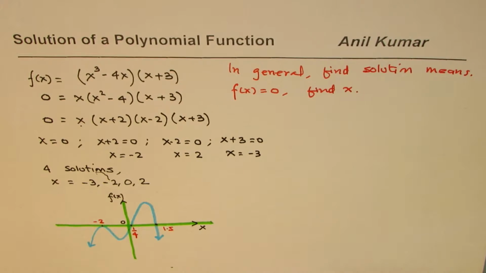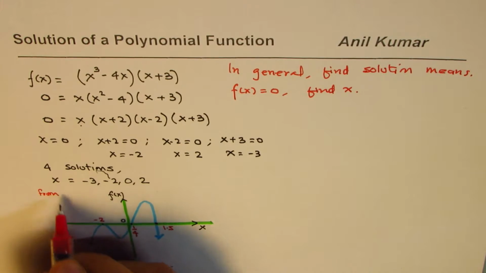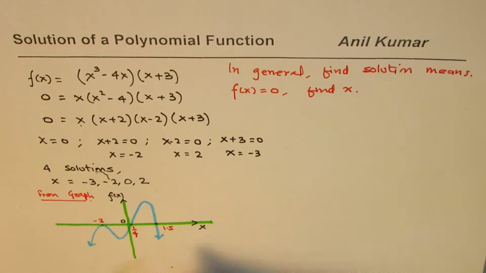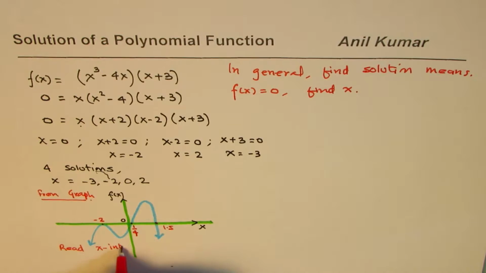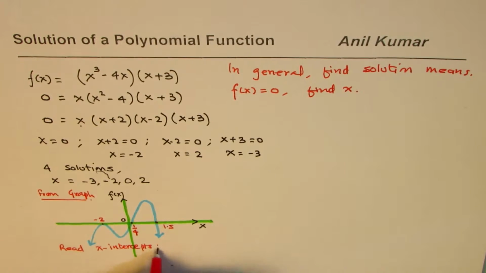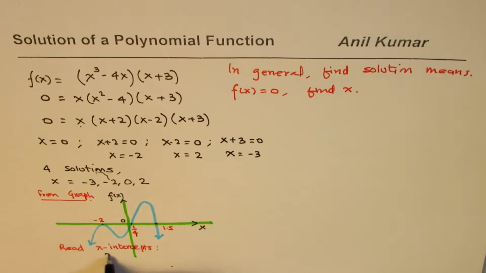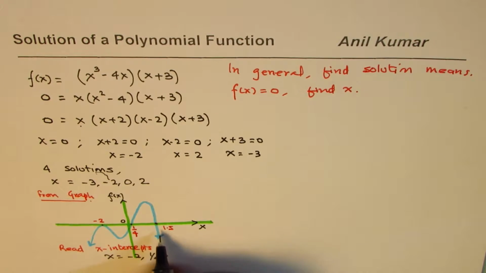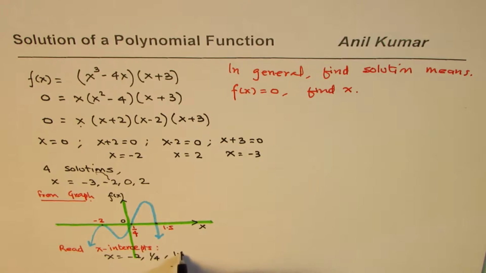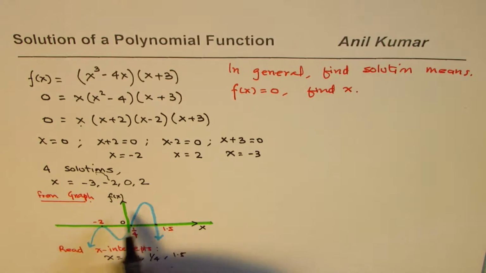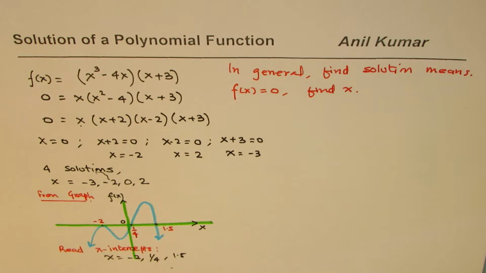Now from the graph, if you have to read the solution, you're looking for x-intercepts. So, solution from graph means you need to read x-intercepts. If you read the x-intercepts directly, you know the solution. So the solution here is x equals minus 2. Then we have x equals 1 over 4. And we have a solution which is 1.5 or 3 over 2. So these are the three solutions which you can read from the graph itself.